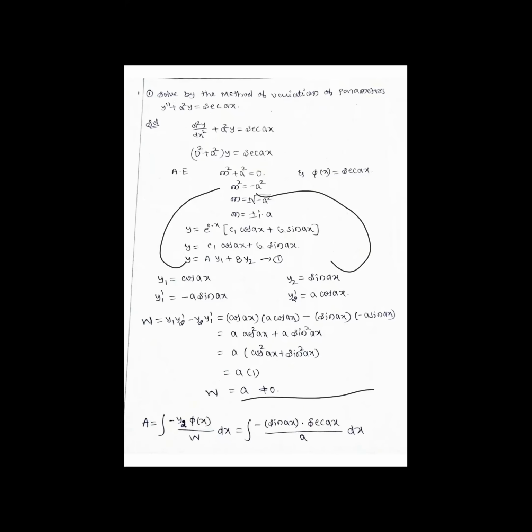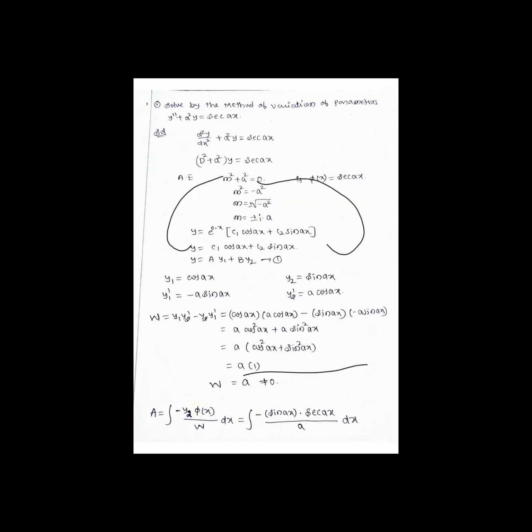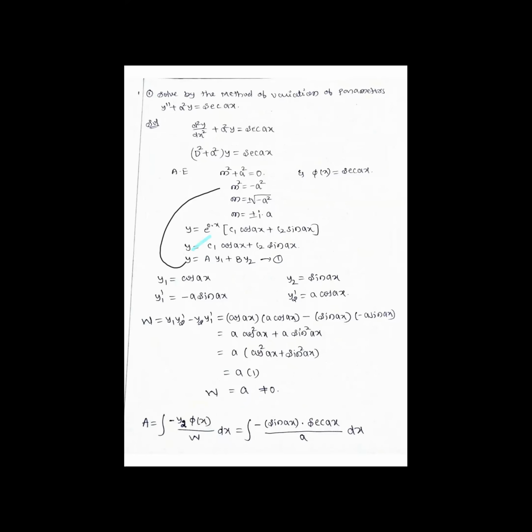Next, we will check some examples. Solve by the method of variation of parameters. Everyone look here: y double dash plus a square y is equal to secant of ax. When secant of ax is there, the RHS is in terms of x, so I can take the independent variable as x. It is certainly in terms of x now.